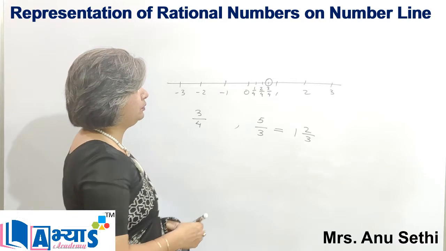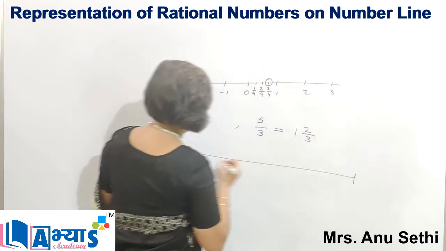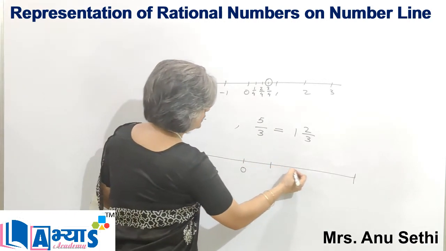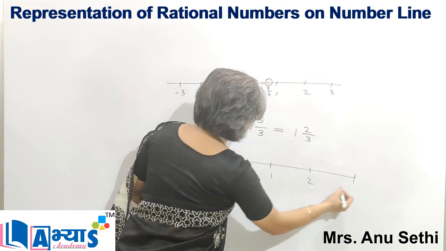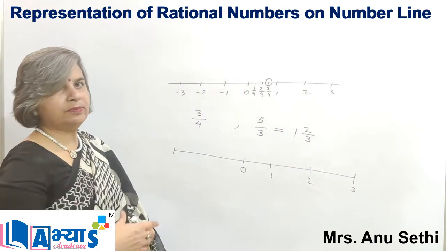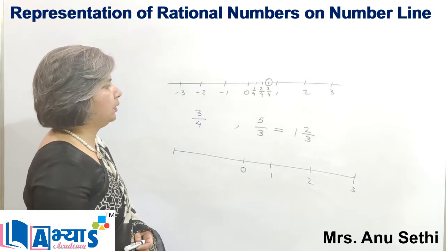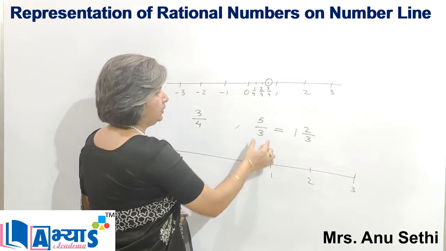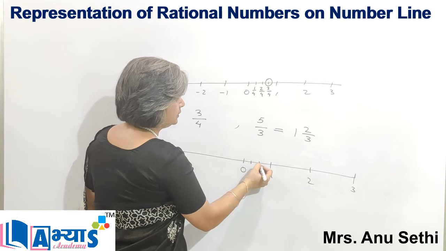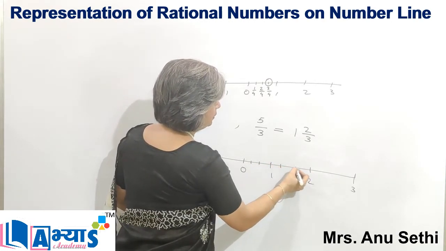So for this, I will take a number line. As it is positive, this is 1, this is 2 and this is 3. The number is greater than 1 but less than 2, and it is a positive number, so it will be on the right of 0. Now I have denominator 3, so I will divide 0 and 1 into 3 parts. This is 1, this is 2 and this is 3. Then again from 1 to 2 I will divide it into 3 parts.